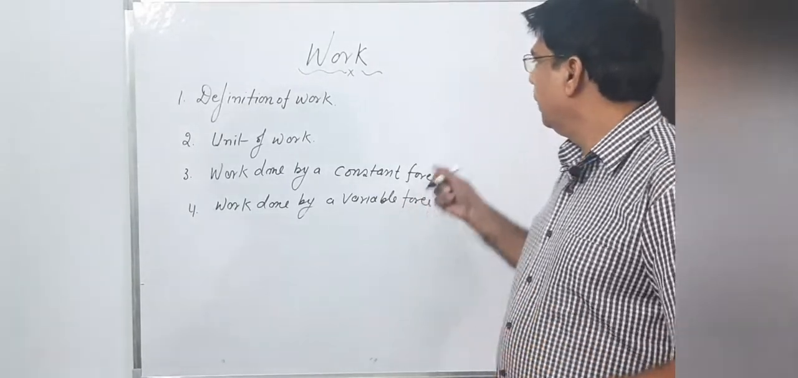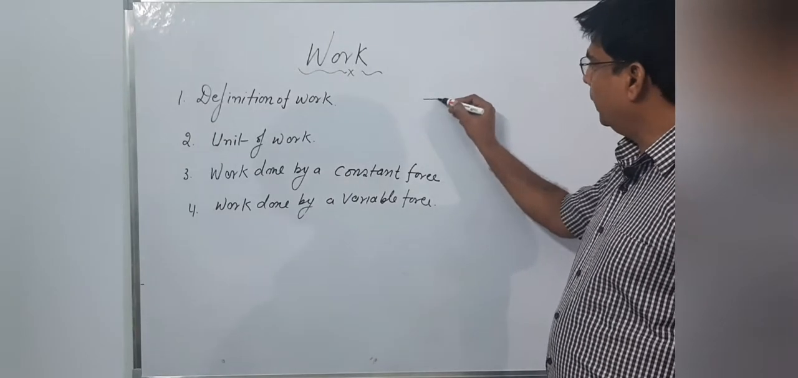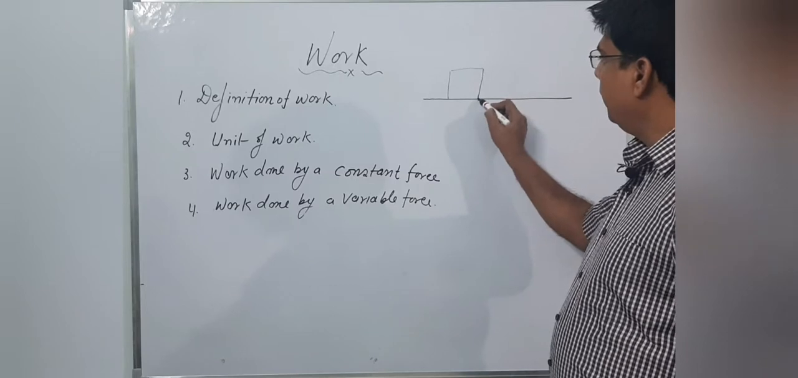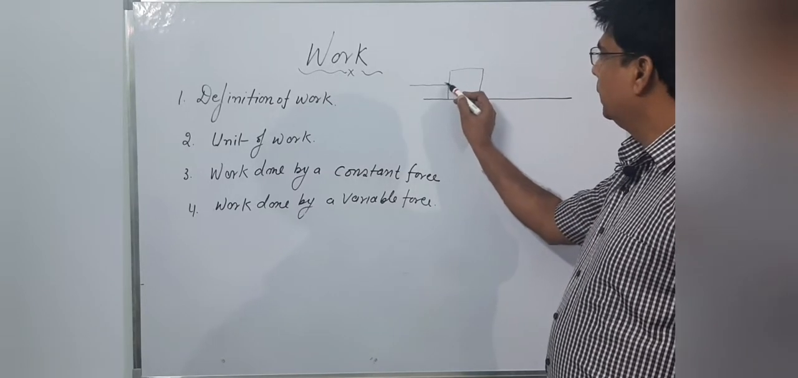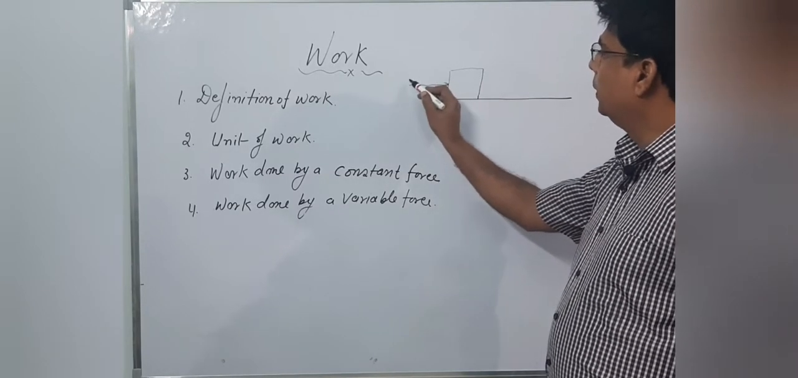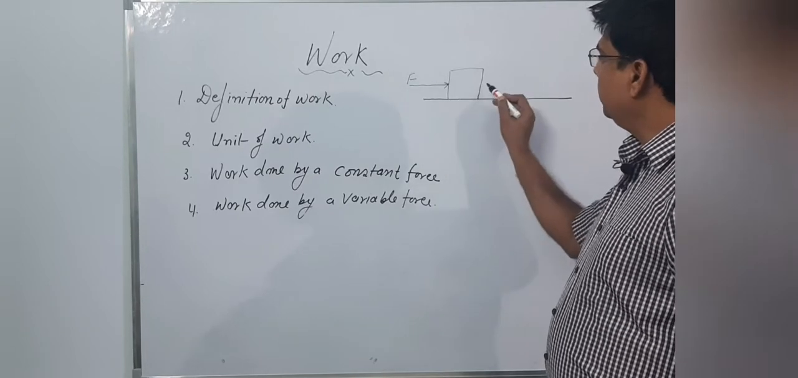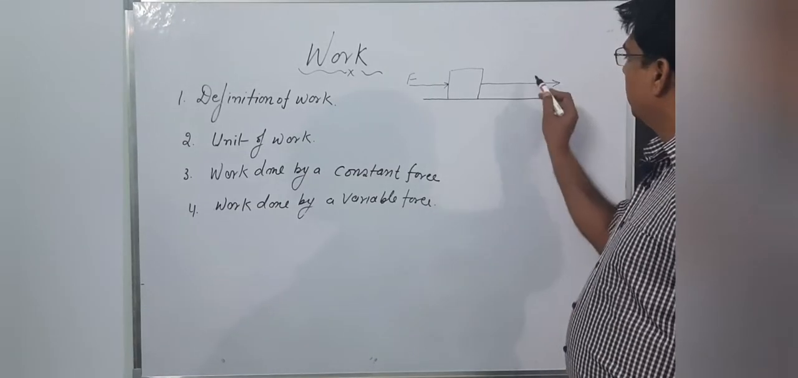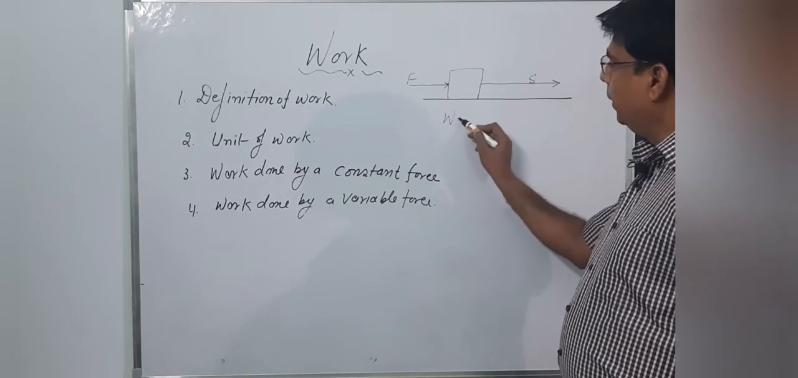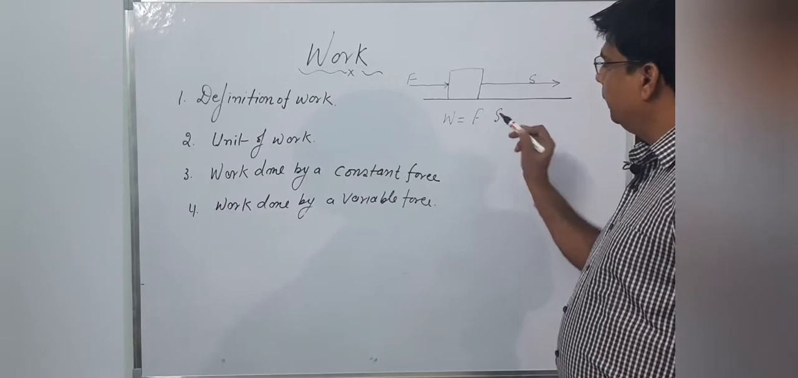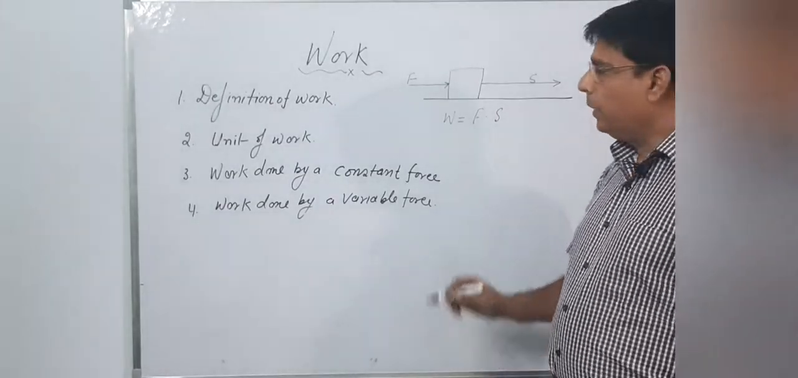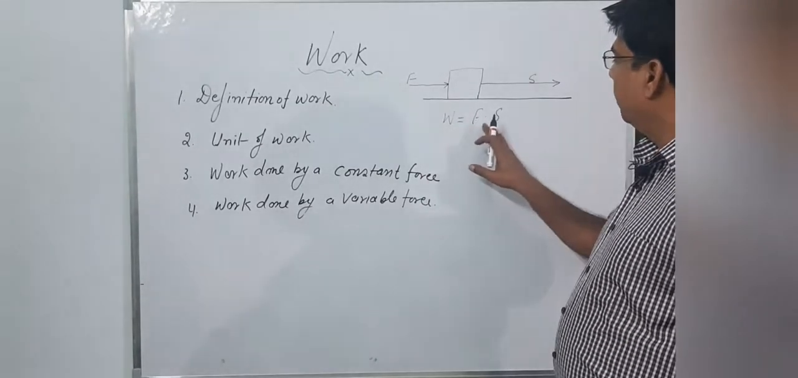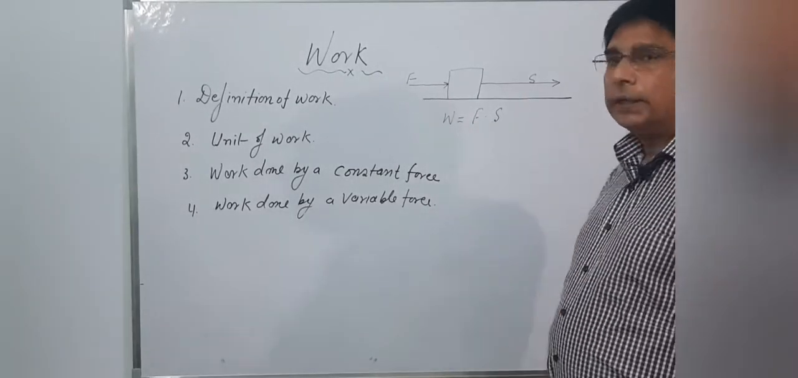For example, if we have an object placed on a smooth surface and we apply a force on this block, and displacement takes place in the direction of the force, then work will be equal to force into displacement. Therefore, we can write work as the product of force and displacement.